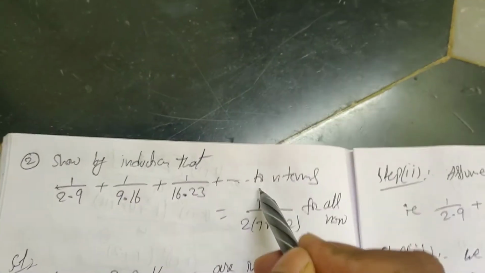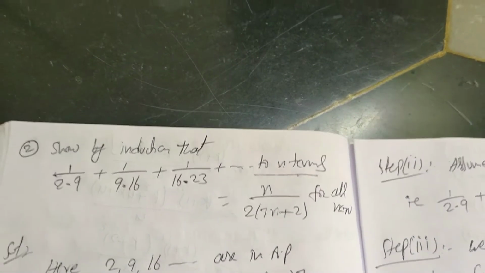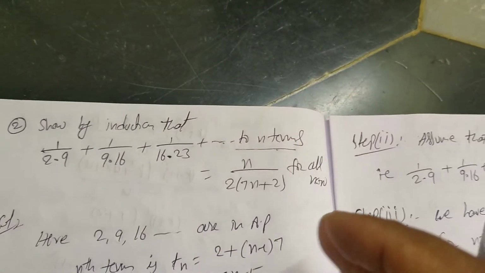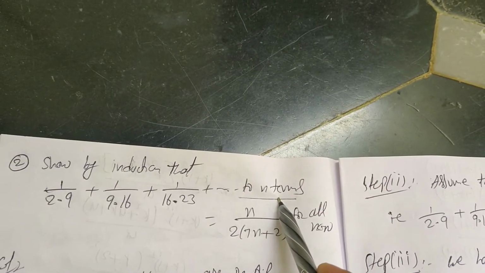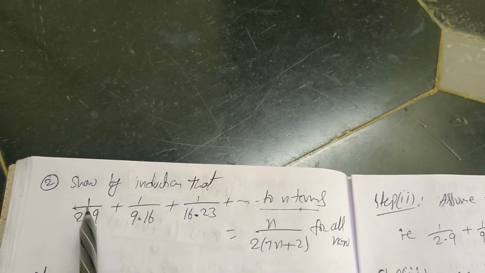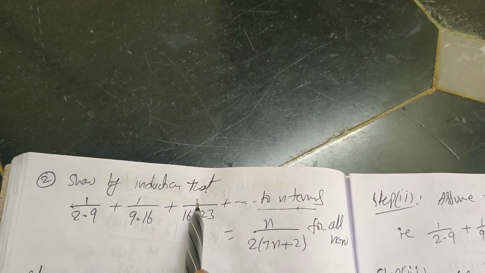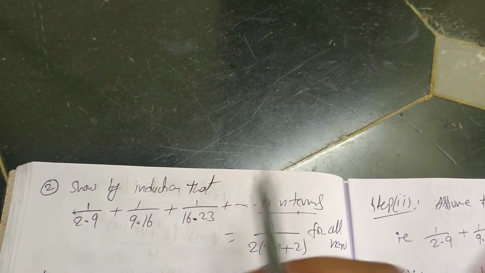See, if you observe here, there is no nth term. So they have given up to n terms. So in this case, we have to find out the nth term. So how will this nth term come? First, observe every term in the given series. In every term the numerator is 1. So in the nth term also the numerator is 1.